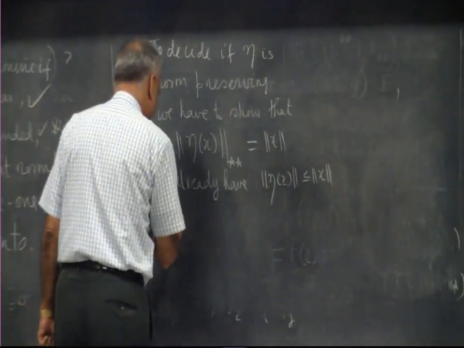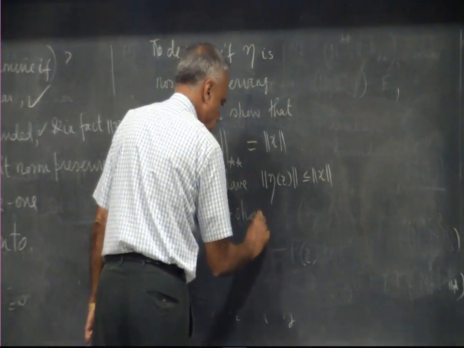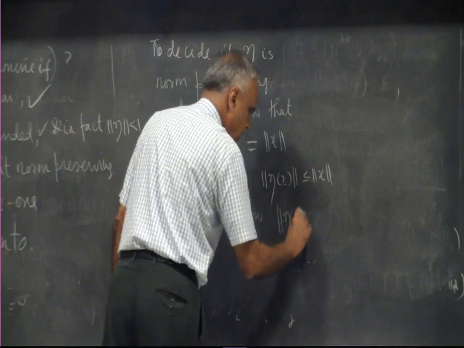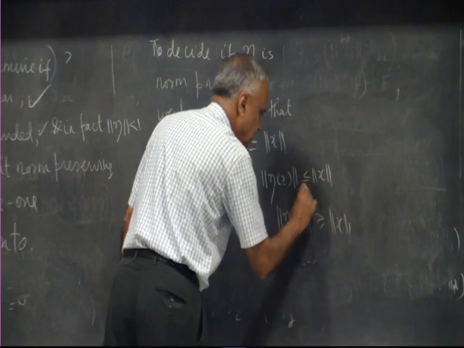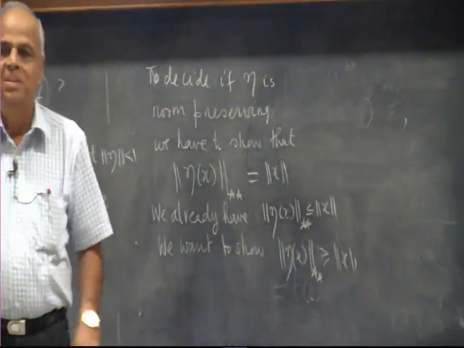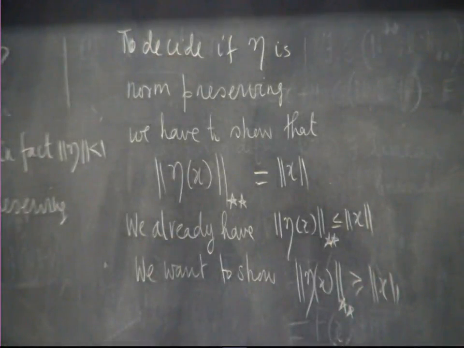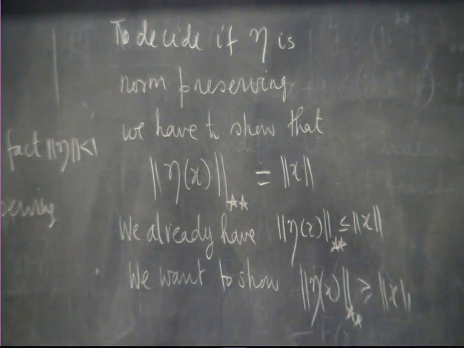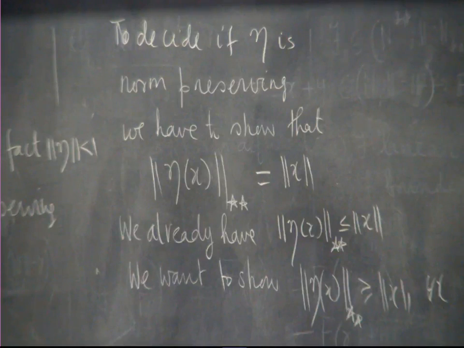So we want to show this is also greater than or equal to. If we show this, we are done. Suppose we show that norm of eta x is greater than or equal to norm of x for every x. Then we will have both the inequalities. Then therefore we will have norm of eta x equal to norm of x.